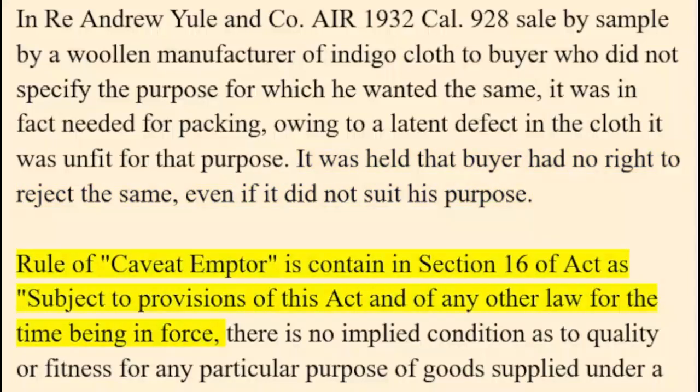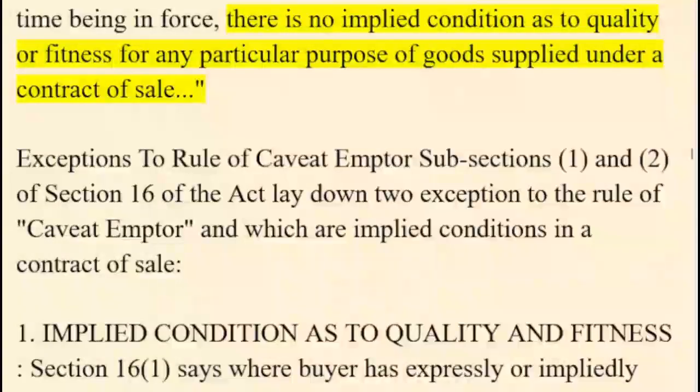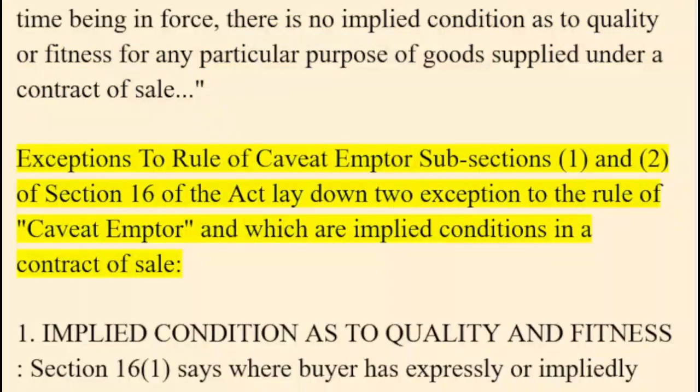The rule of caveat emptor is contained in Section 16 of the Act as: subject to the provisions of this Act and of any other law for the time being in force, there is no implied condition as to quality or fitness for any particular purpose of goods supplied under a contract of sale. Exceptions to the rule of caveat emptor: subsections 1 and 2 of Section 16 of the Act lay down two exceptions to the rule of caveat emptor, which are implied conditions in a contract of sale.